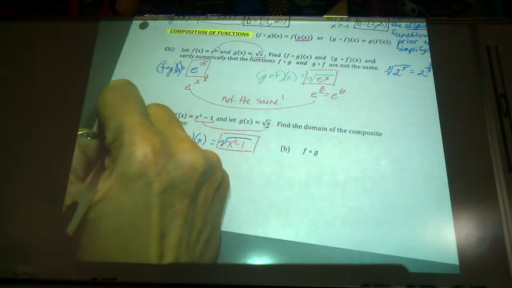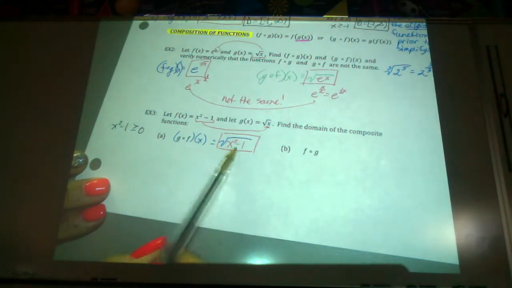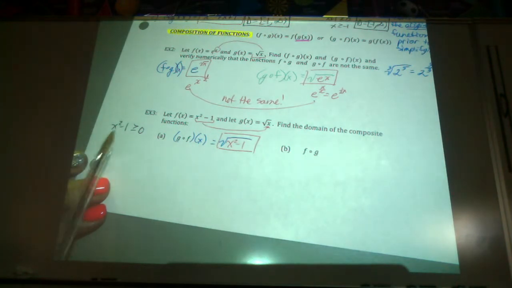X squared minus 1 is greater than or equal to 0. Right? So I'm going to take whatever's underneath there and set it greater than or equal to 0, because that's the restriction. It must be greater than or equal to 0. Now, I would not suggest that you add 1 and take the square root of both sides, because 9 times out of 10 you forget to do the plus or minus. There should be 2 answers here.